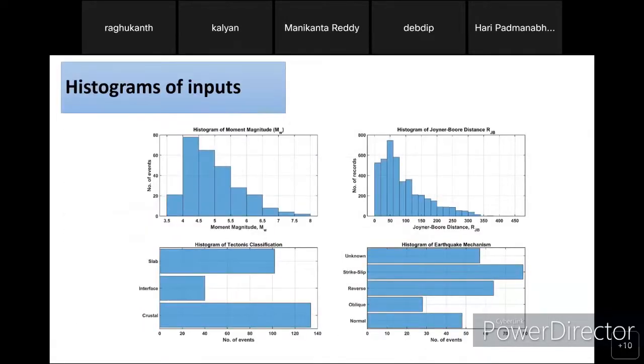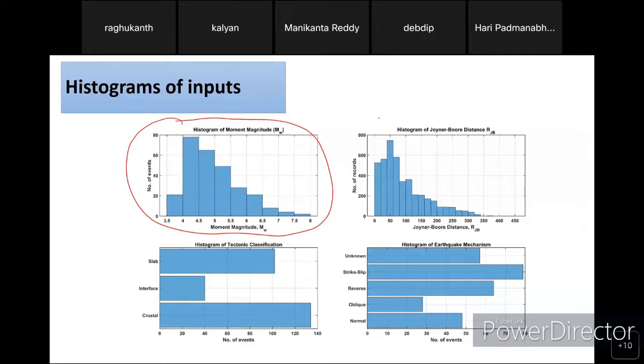NGA West was quite superior. Now we check whether it works for some other database, because we got interesting results with NGA West, so it may be a chance result. You have to prove it for other databases, so we took this New Zealand database to show that it is efficient. These are some histograms I already showed you previously. Whenever you have any data set, you have to plot histograms, skewness and kurtosis, and show that they are not Gaussian. Only then does the neural network come into the picture.